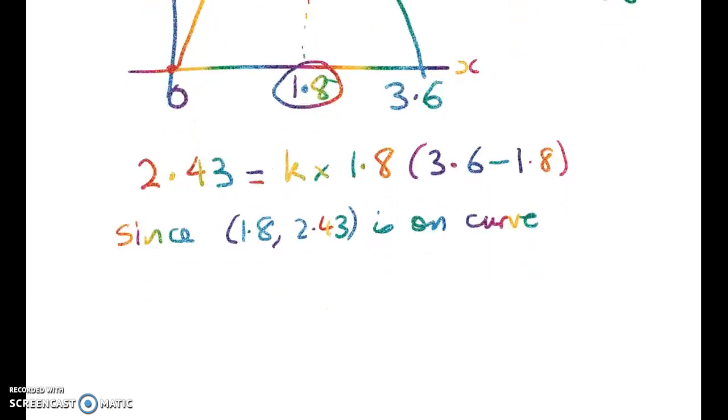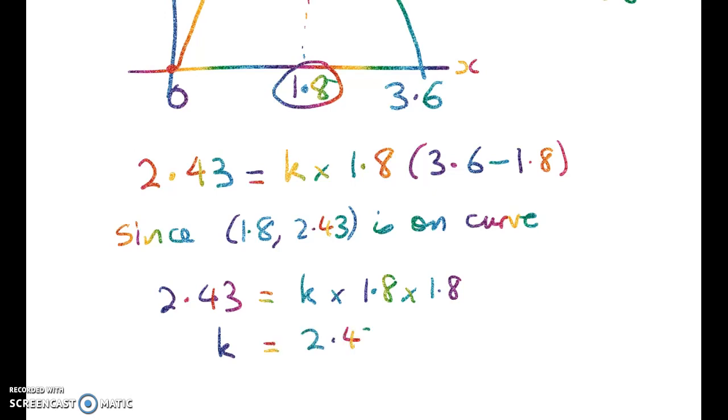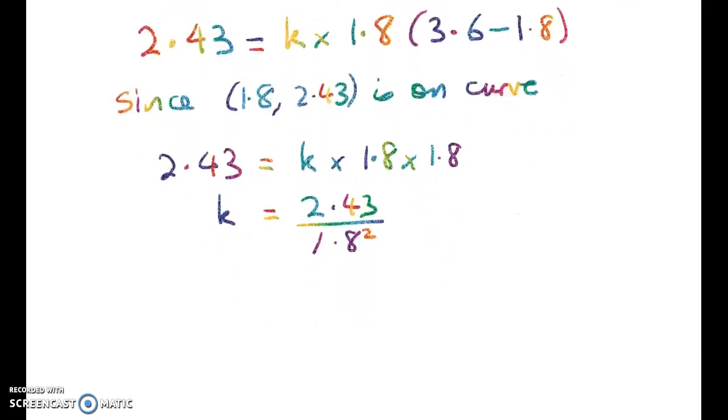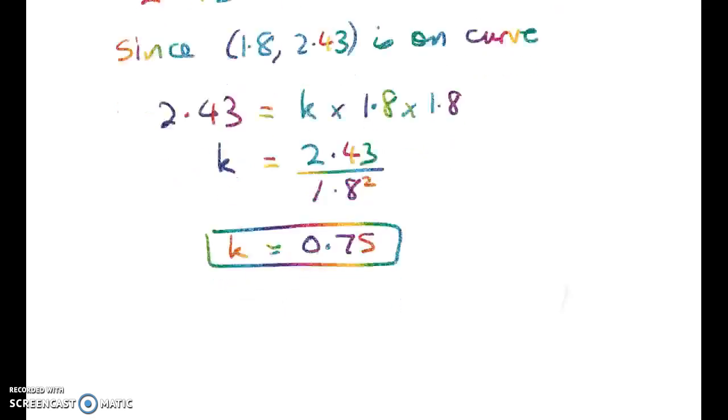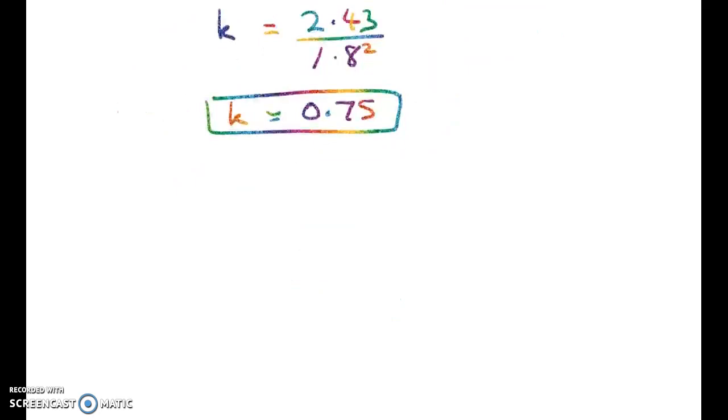So all we have to do to find k is to manipulate this equation. We've got 2.43 is equal to k times 1.8 times 1.8, giving me k is equal to 2.43 over 1.8 squared, and you know things are going well when you get a lovely round answer of 0.75. So that's our scale factor. Now that means that I can use the whole equation now.